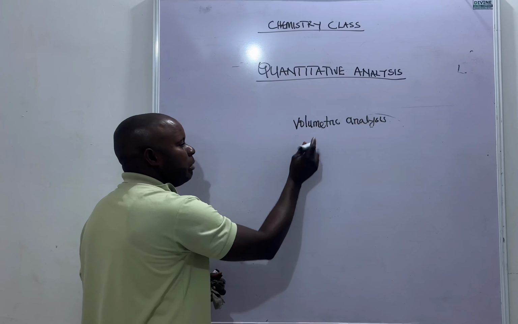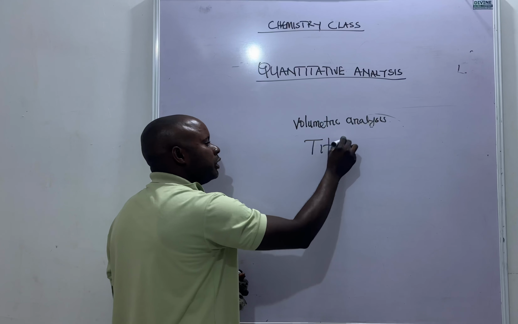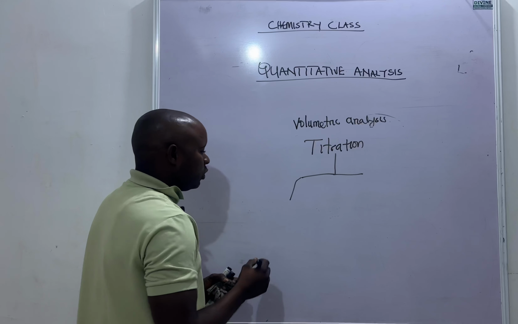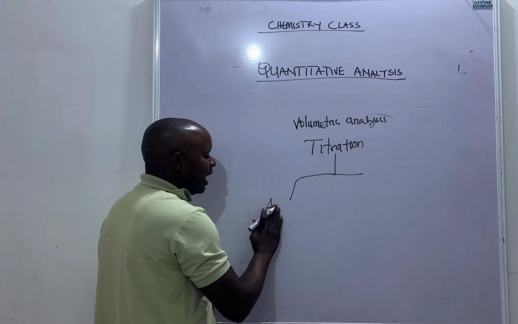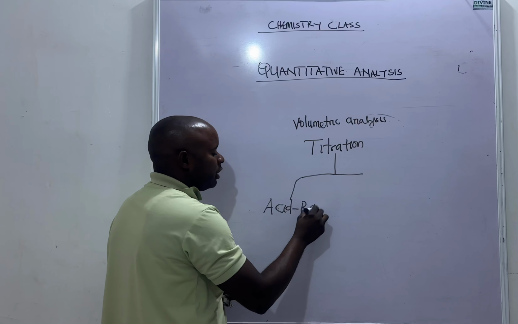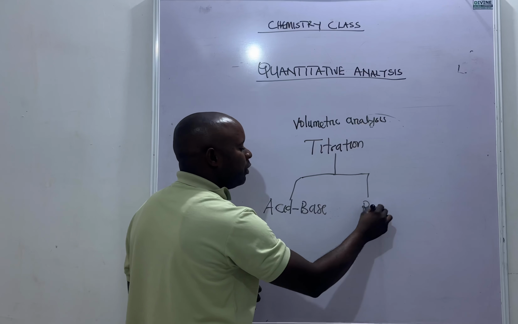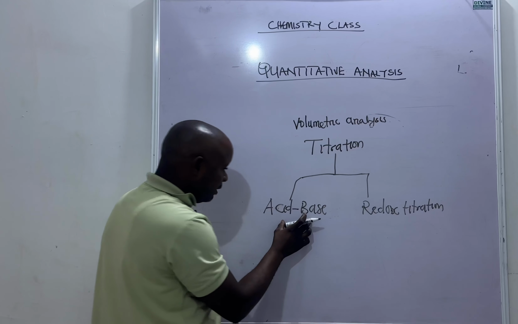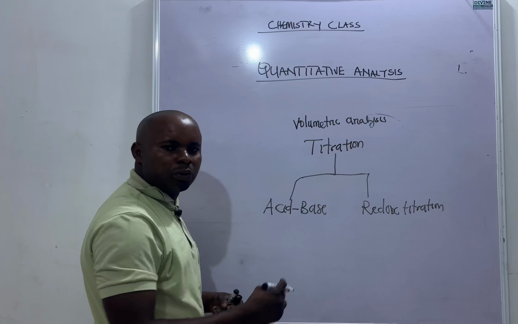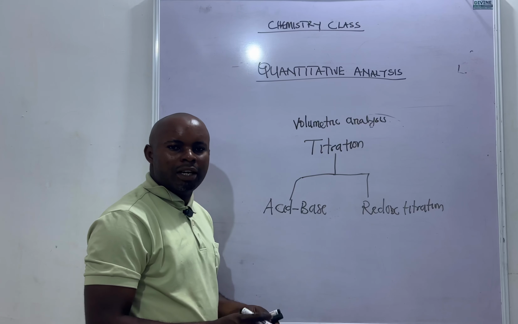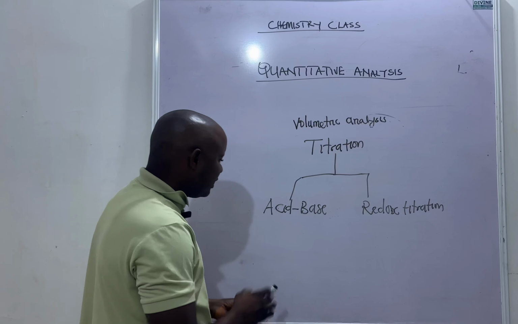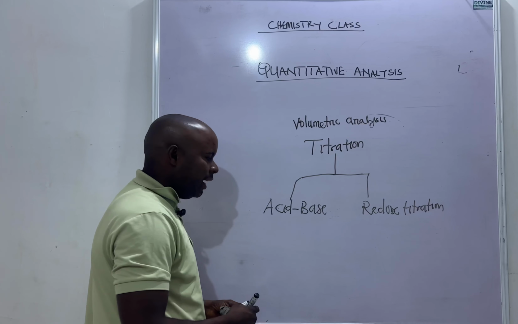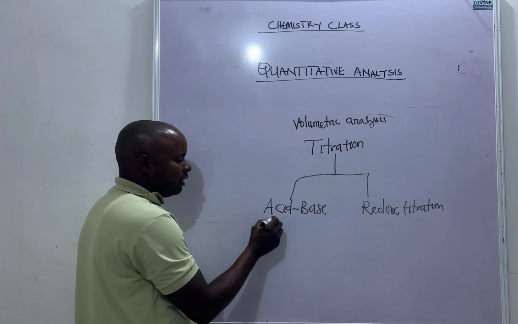A very good approach to volumetric analysis is known as titration. We have different aspects of titration, but today we're going to talk about acid-base titration, and we have another very common one known as redox titration. In acid-base titration, when we define a neutralization reaction, we talk about a reaction between an acid and a base to give salt and water. In this aspect, the acid and base neutralize each other when they come together to reach an endpoint. When we get to the aspect of quantitative analysis, I will explain more.